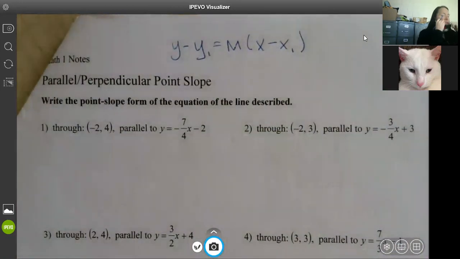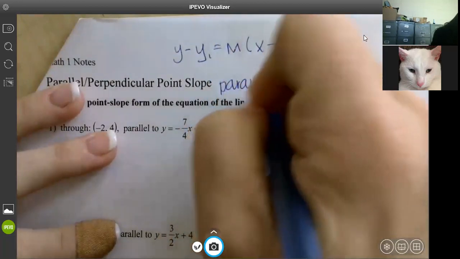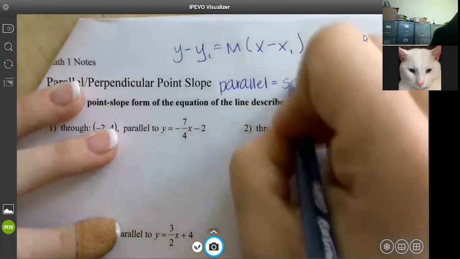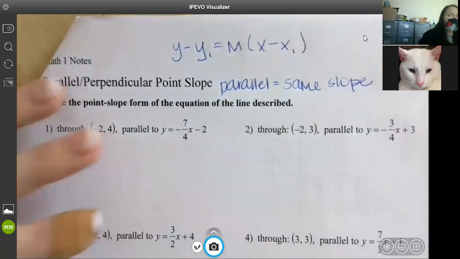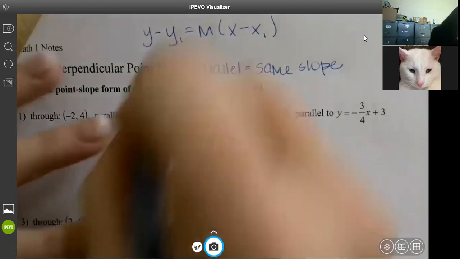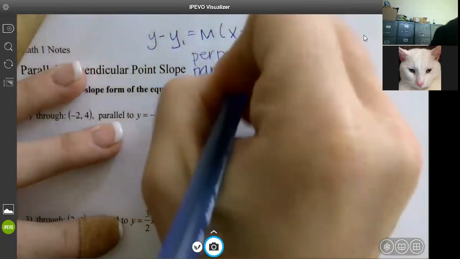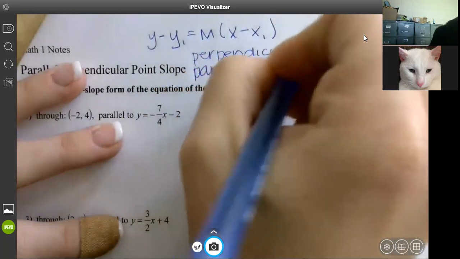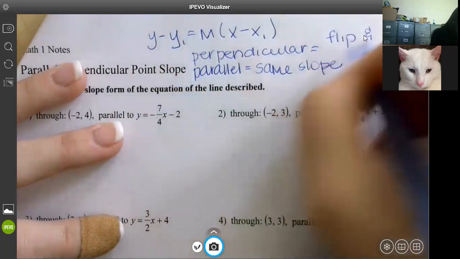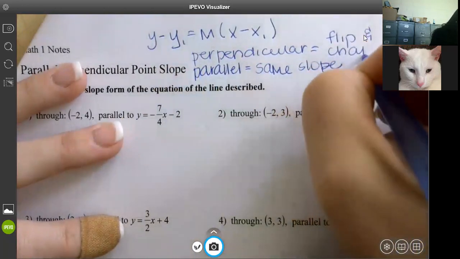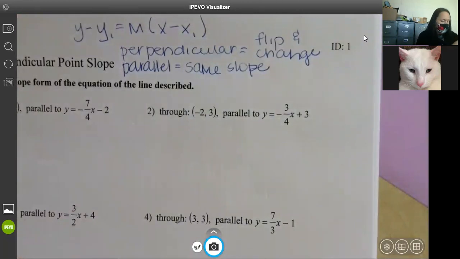All right, so if it asks for parallel, that's the same slope. So you use the same slope that they give you. Perpendicular, we're going to flip and change. And if you can't see it, I'll move it in just a second. Flip and change.